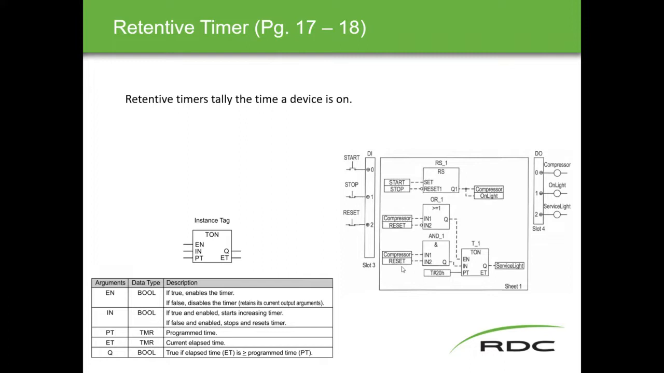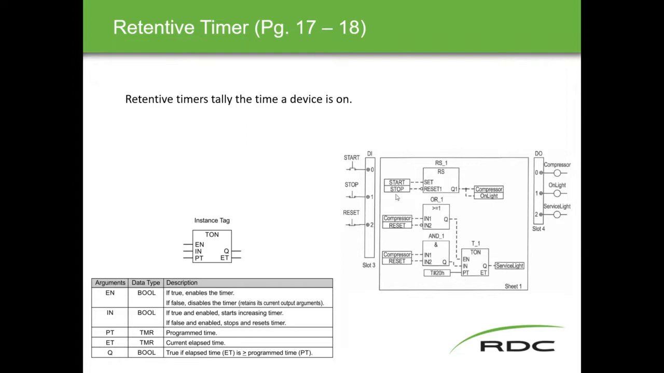And as we're sitting here now, because this is true, it's true here, it's also true here. This is a close contact. It's also true here, so we have a one and a one here, which turns this Q into a one, which means okay, we're counting now. Here we're ready to count. Here, now we're counting. Oh, I hope I didn't just make that mistake. And then it continues counting again for 20 hours. That'll turn on the service light.